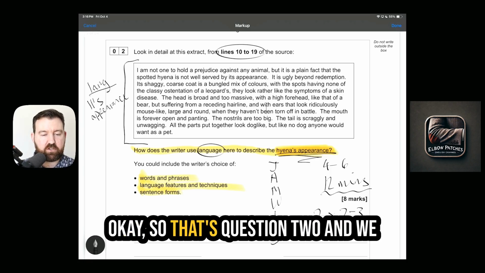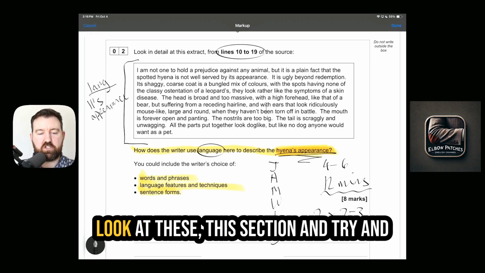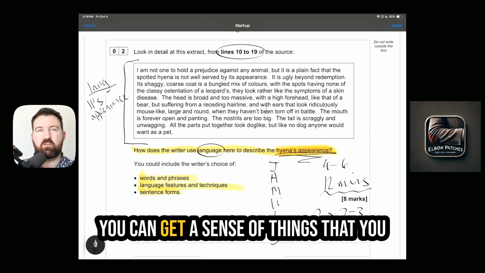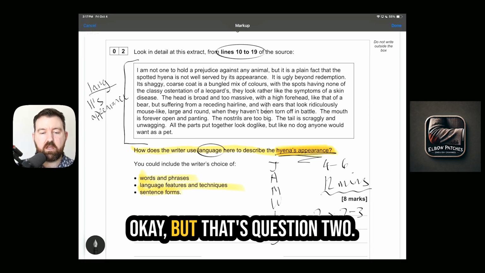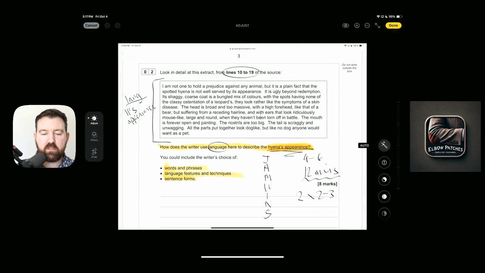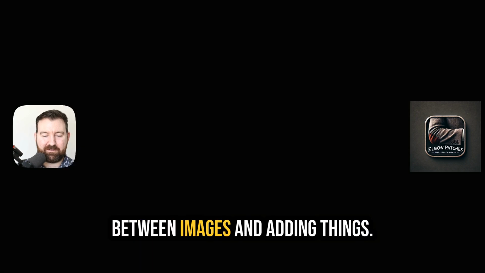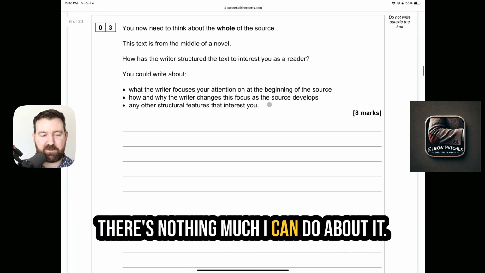Okay, so that's question 2, and we will later on in the video actually look at this section and try and find some language together, just so you can get a sense of things that you might actually want to add in here, okay? But that's question 2. iPads are really annoying when it comes to actually going between images and adding things. So I apologize for that, but there's nothing much I can do about it.